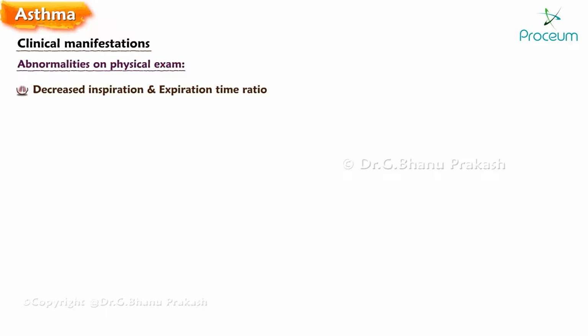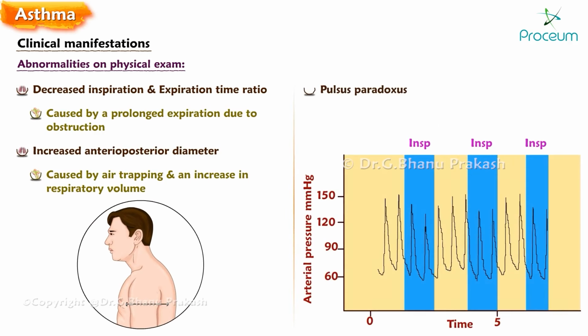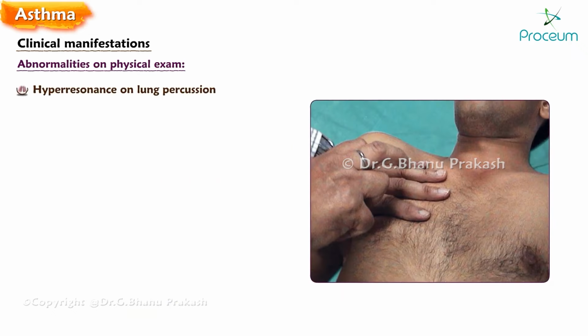A decreased inspiration to expiration time ratio is caused by a prolonged expiration due to obstruction. Increased anterior-posterior diameter caused by air trapping and an increase in respiratory volume. Pulsus paradoxus is defined as a drop in blood pressure of more than 10 millimeters of mercury during inspiration. Hyperresonance on lung percussion. Prolonged expiratory phase on auscultation.